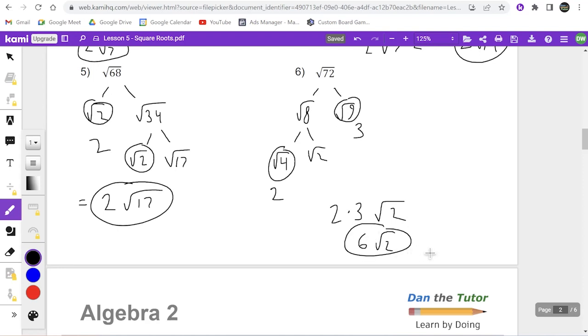Any questions on any of those? Okay, that's it for the square root portion.